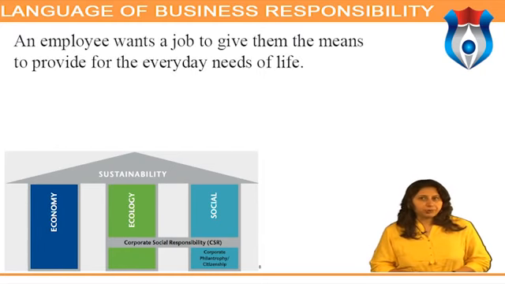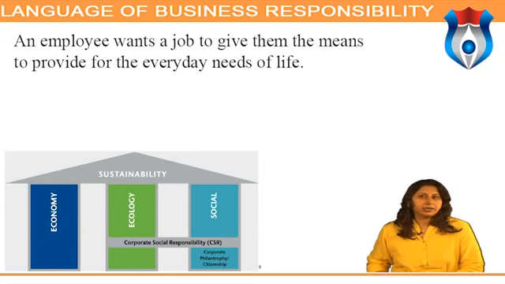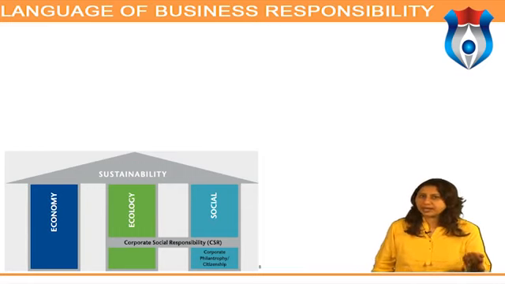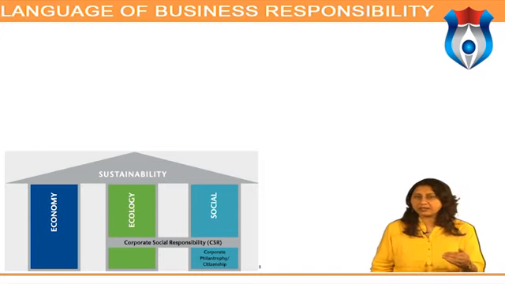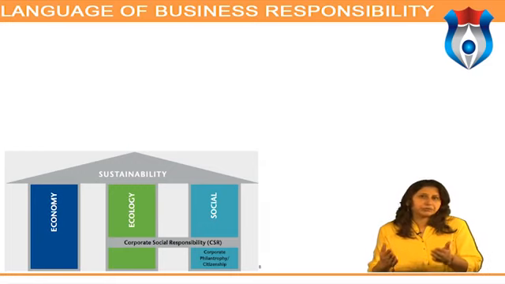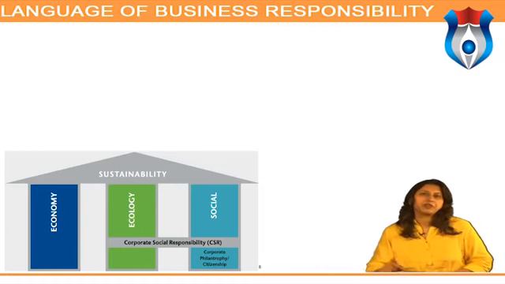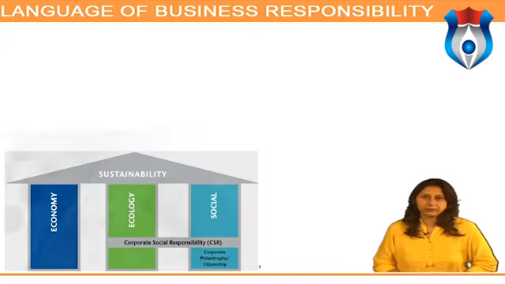An employee wants a job to give them the means to provide for the everyday needs of life. These may be obvious things like food, clothing and shelter, but might also include friendship, support, a feeling of belonging and personal satisfaction. Employers take on employees to do a job. That job may be providing some form of service, or it could be a contribution to the actual production of a good. Employers therefore expect the employee to do the job they are employed for to the best of their ability and in return pay them a wage or salary for the work they do.